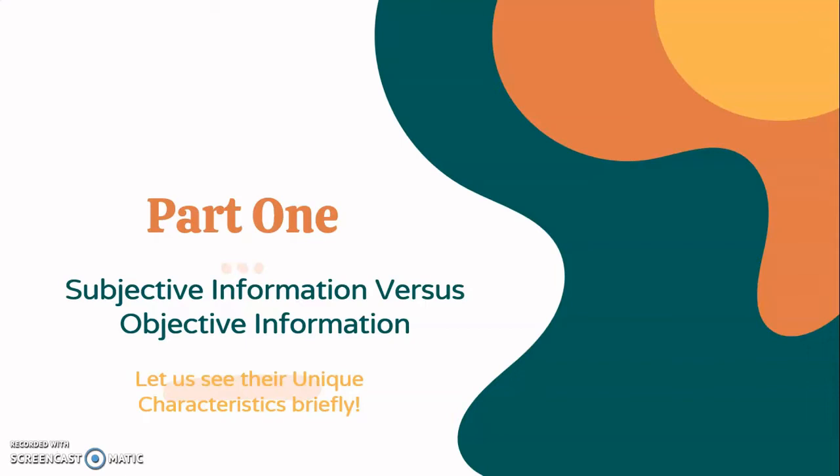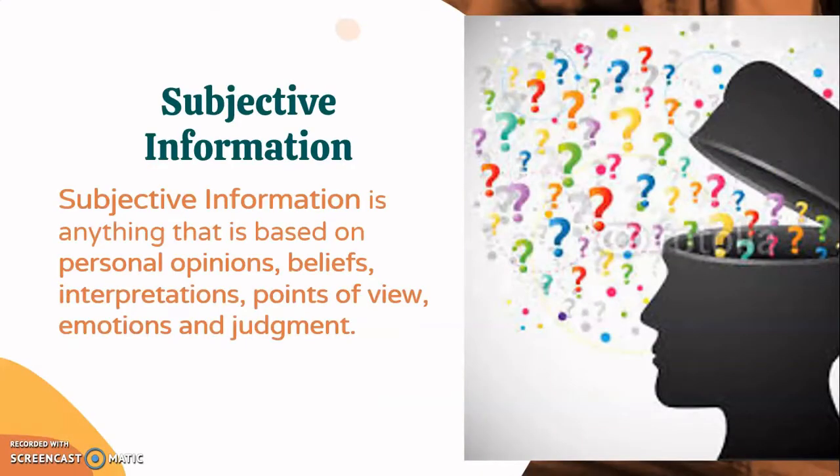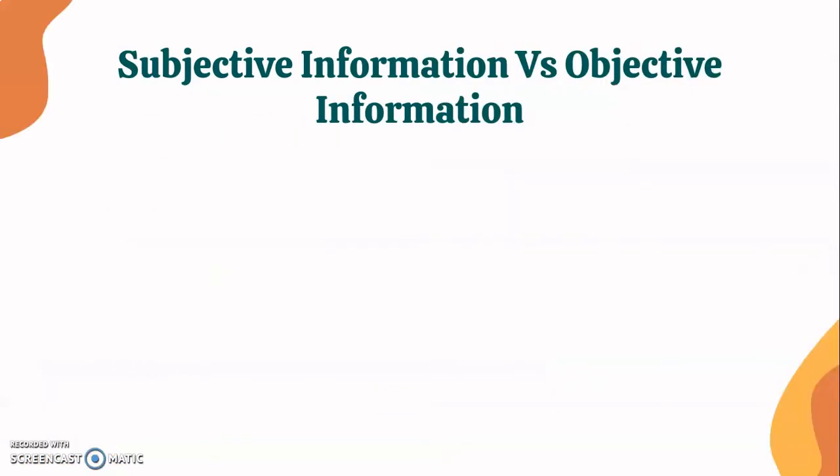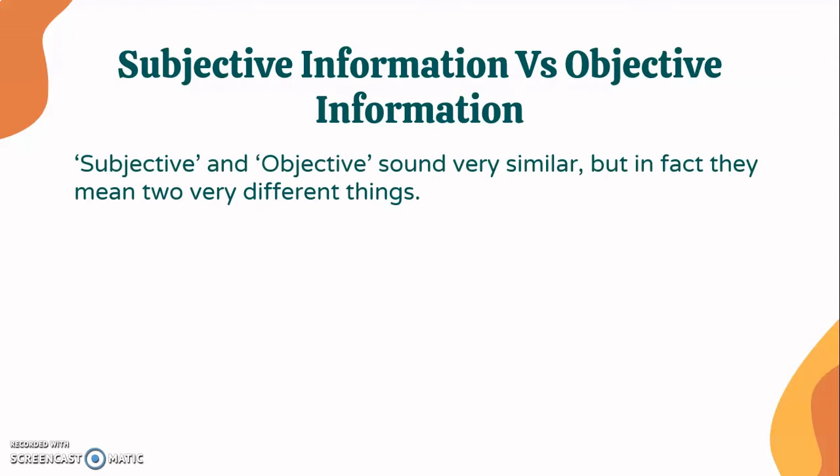Let us see their unique characteristics briefly. Subjective information is anything that's based on personal opinions, interpretations, point of view, emotions, and judgment. Whereas objective information is factual, it means fact-based, measurable, and observable information. Let's compare both of these types of information for our general knowledge. So subjective and objective seem very similar, but in fact they mean two very different things.